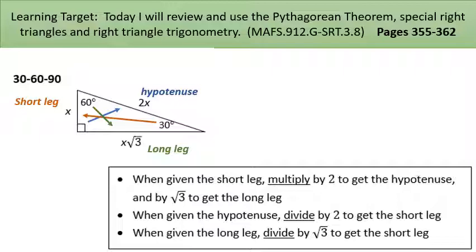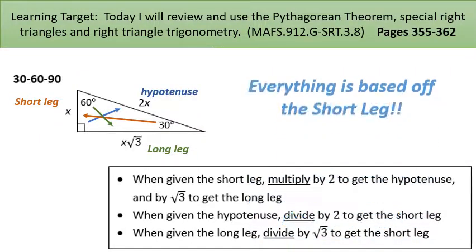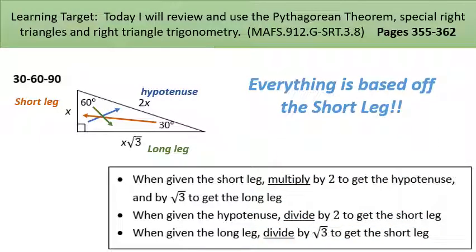Now look at the ratios. Look at the side length. This is the rule we're going to go by. Everything in a 30, 60, 90 is based off of the small leg. The small leg is the key. If we know what x is, the hypotenuse is always going to be 2 times x. And if we know what x is, the long leg is always going to be x times the square root of 3. What if I tell you x is 7?